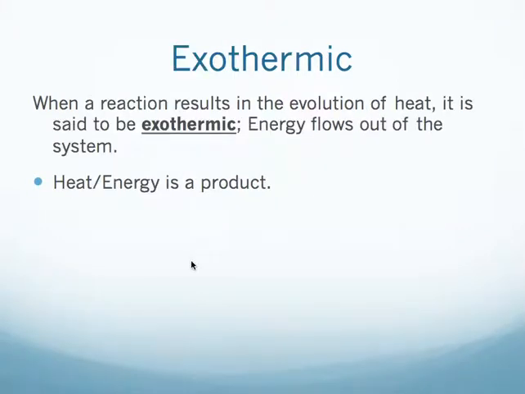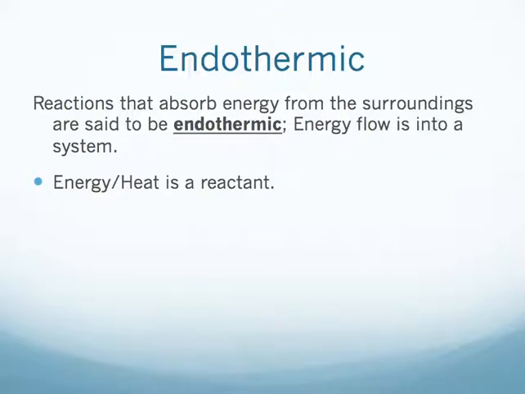So, speaking of energy flow, and we're almost done here, exothermic. When a reaction evolves heat, it is said to be exothermic. So the energy is flowing out of the system. You can think of it as heat or energy as a product. It is at the end of the reaction, on the right side of the reaction. Endothermic, on the other hand, is just the opposite. It absorbs energy from the surroundings, and so it's said to be endothermic. Energy flow is into the system from the surroundings, and so energy and heat would be a reactant.